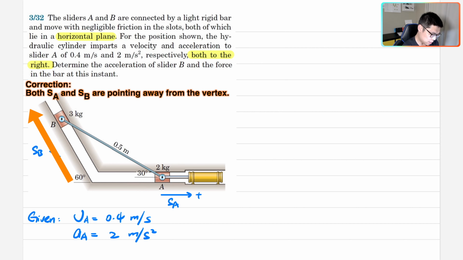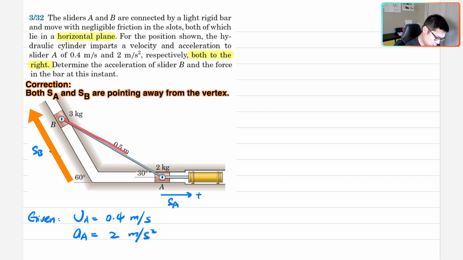And A and B are connected by this rigid bar. That means the distance between A and B will remain constant. And this will be the key to solve the question. We know A, and A is connected with B via this rigid bar. What's happening at B? In a situation like this, most likely you will be required to understand the geometry between them. So let's take a look.